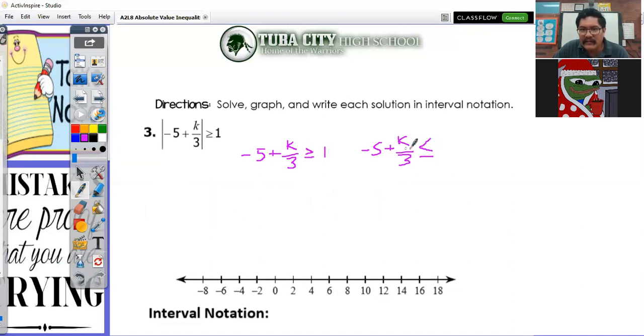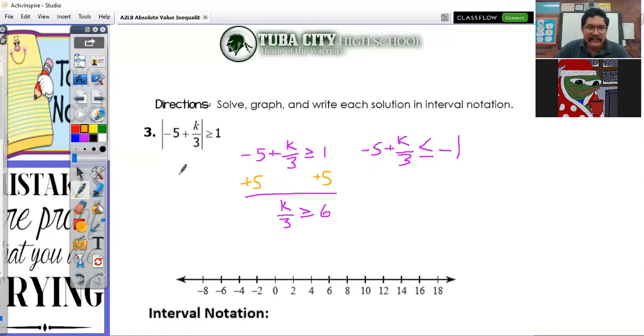So there you go. Now it's going to be opening the opposite direction, and then change the integer to the opposite integer. So from 1 to negative 1. And then from here, we're just going to use our basic algebra to solve this one. So plus 5, plus 5. K over 3, and then 1 plus 5 would be 6. So what number can I divide by 3 in order to get 6?